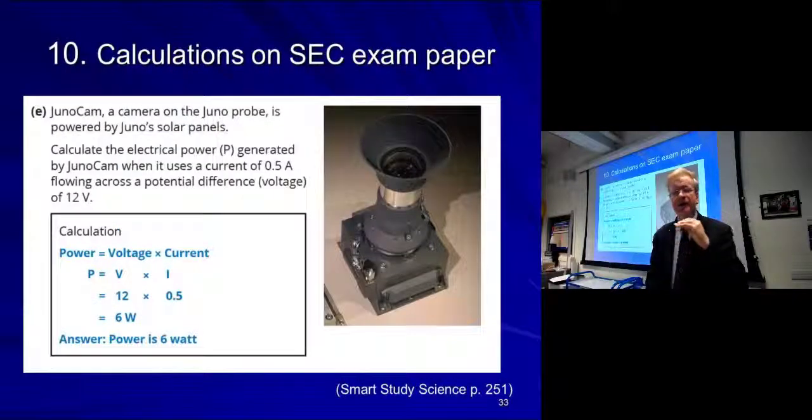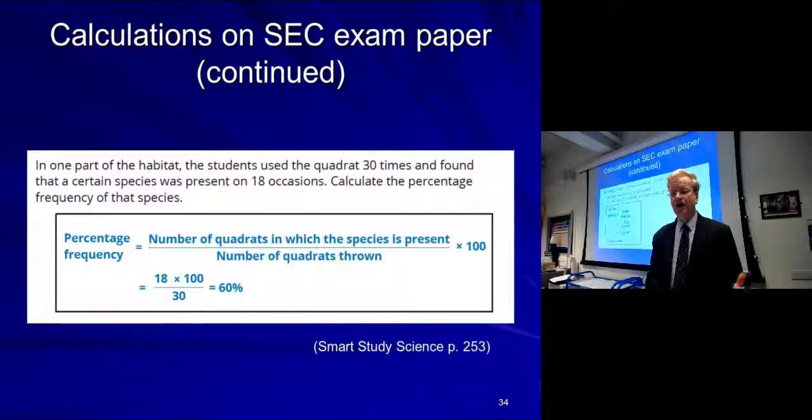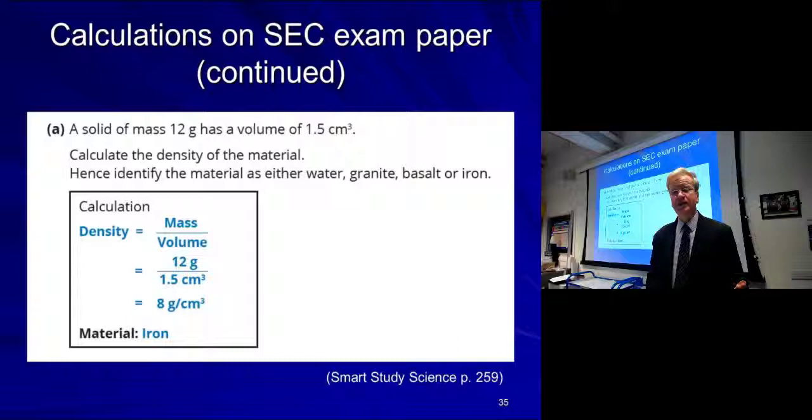The 10th category on the state examinations paper is various calculations. You could, for example, get calculations involving power. So watts equal to volts by amps. So make sure you remember key equations. Or you could be asked, for example, calculating percentage frequencies from an ecology study. Or you could be asked to carry out calculations involving density. So make sure that you are well prepared and that you get plenty of practice in answering these types of questions.